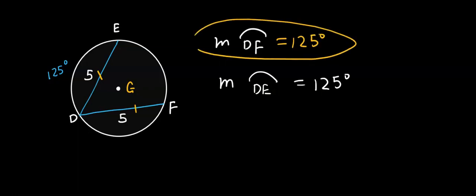Why is that? Because we know the principle says in the same circle, or in two congruent circles, two arcs are congruent if they have congruent chords. We got congruent chords, and it is in the same circle. Therefore, these two arcs have the same arc measure.